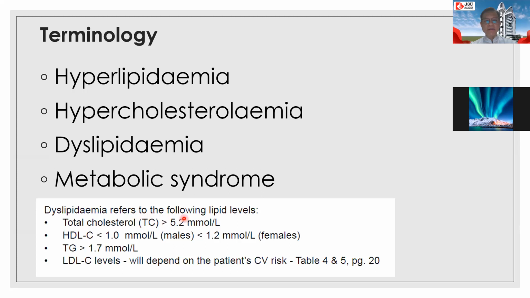Dyslipidemia refers to the following lipid levels, according to the Malaysian guideline. Total cholesterol more than 5.2, HDL less than 1 for males and less than 1.2 for females, and triglyceride more than 1.7. LDL cholesterol will depend on the patient's cardiovascular risk.